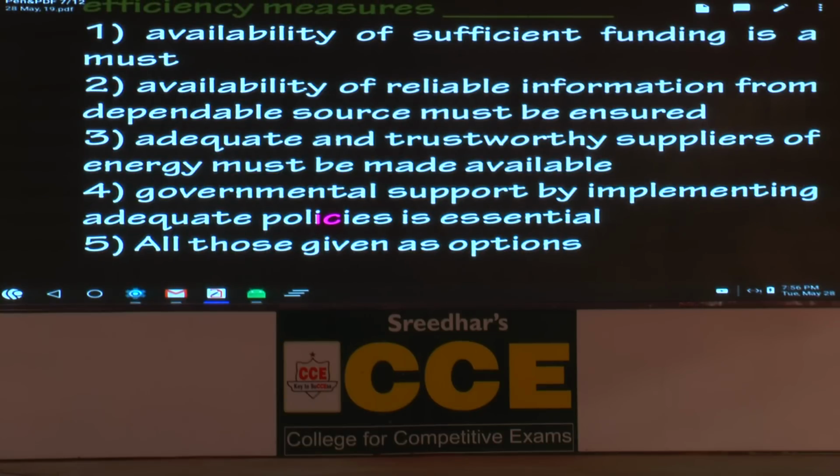Adequate and trustworthy suppliers of energy must be made available. In the first paragraph, he talks about lack of reliable suppliers. So this is also right, hold this one. Governmental support by implementing adequate policies is essential. This is also right. So what is the answer based on that? The fifth option, all the given options are right.